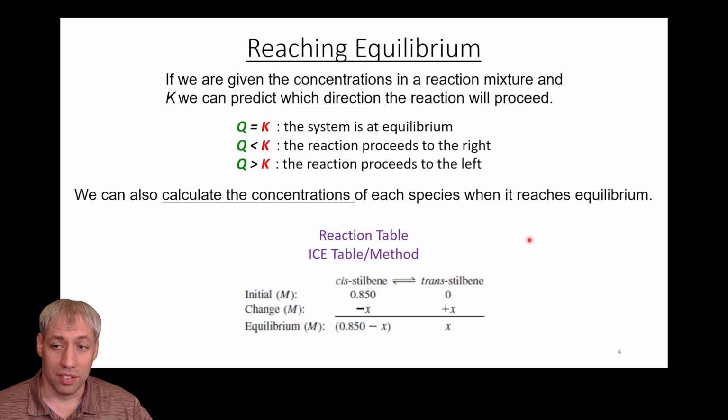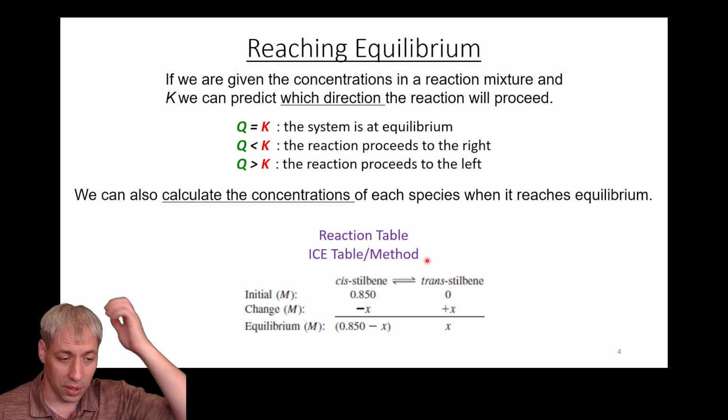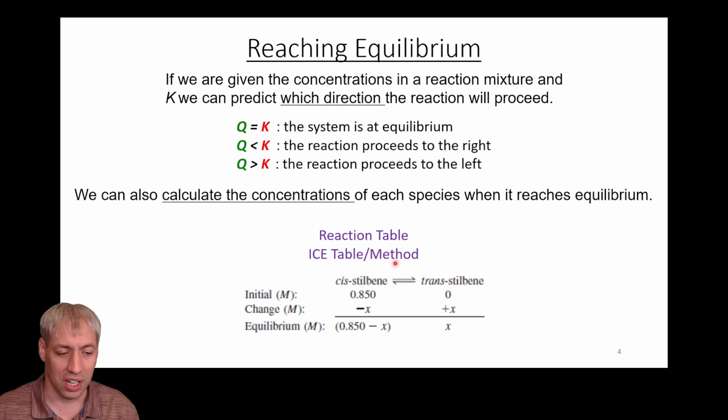But we can go a step beyond not just knowing which way it's going to go. We can also calculate the concentrations when it reaches equilibrium again. Q is not K, so it's going to shift to reach equilibrium, but we can make a prediction, based on the initial conditions, of what the final equilibrium concentrations will be. The most common method for this calculation is called a reaction table, or ICE table or ICE method.